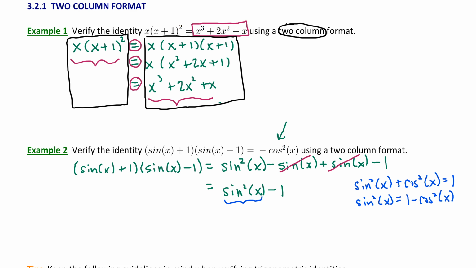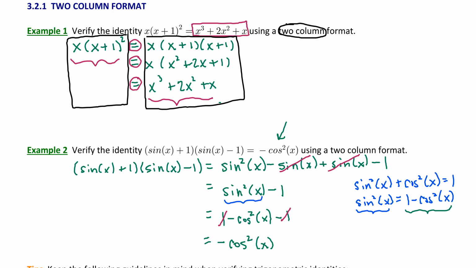And that is, we subtract cosine squared of x from both sides. So I'm going to replace sine squared of x with its equivalent expression, 1 minus cosine squared of x. So replacing sine squared of x, we have 1 minus cosine squared of x minus 1. Noticing that the 1's cancel, we end up with the expression negative cosine squared of x. And that was our original right side.